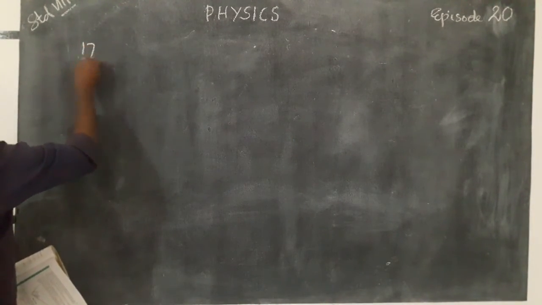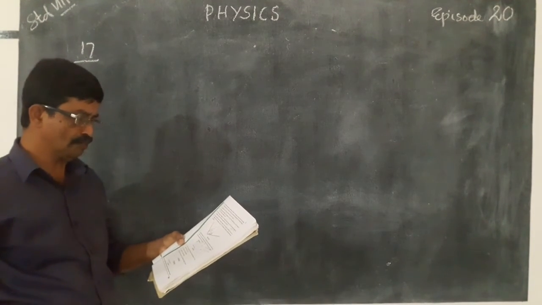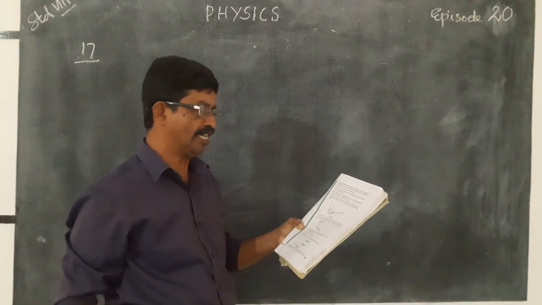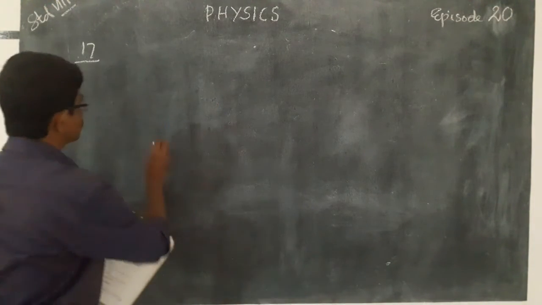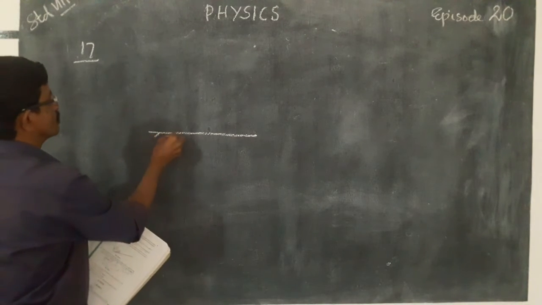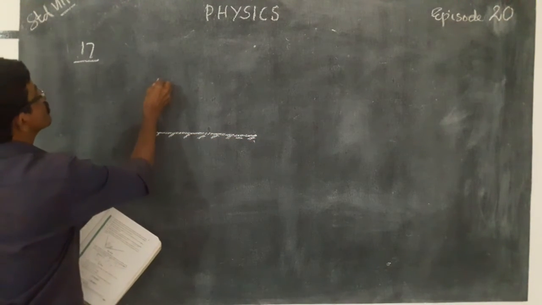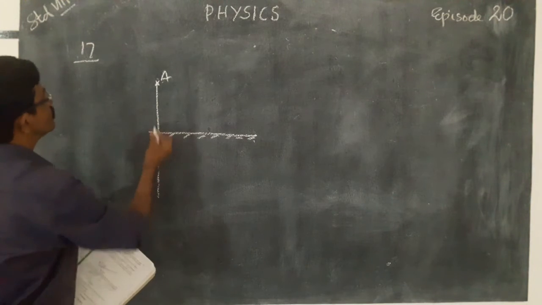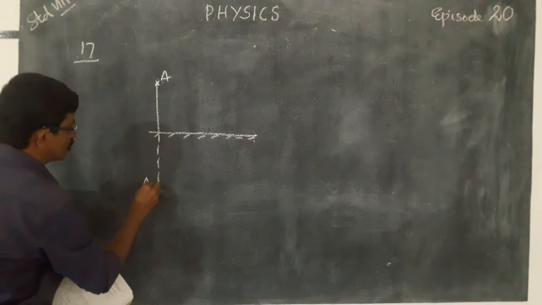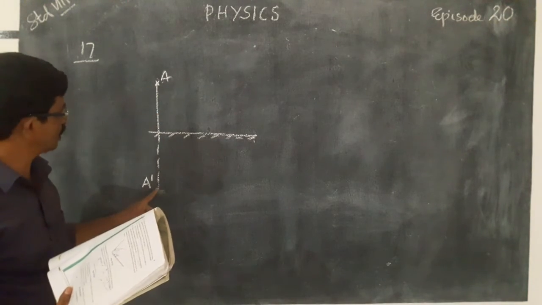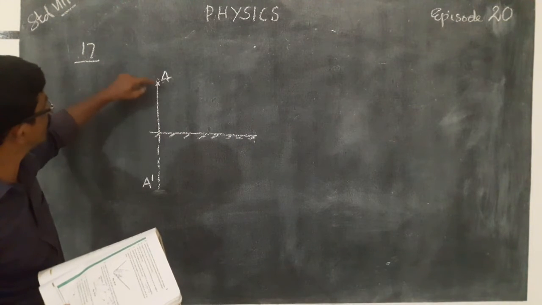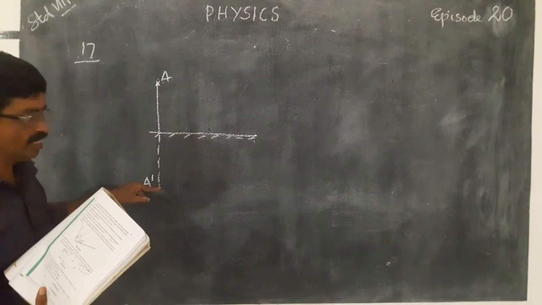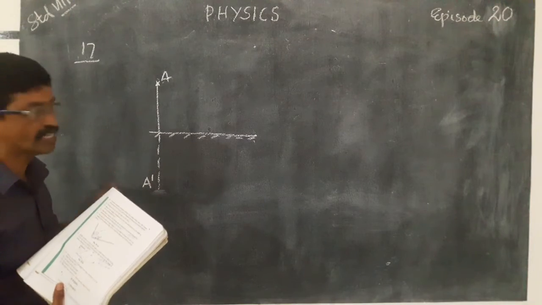Now question number 71. Find the position of the image of an object situated at A in the plane mirror. Here will be the position of the image, because the distance from the mirror to the object is equal to the distance from the mirror to the image. This image is virtual but of the same size.